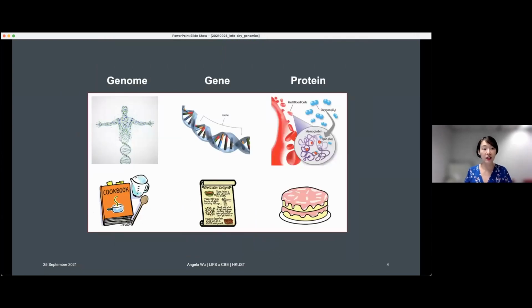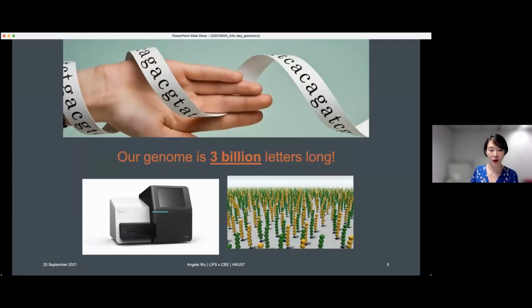So as I mentioned, the genome and the gene and the protein have these relationships to each other. Hopefully my verbal explanation, even without the picture, was okay. But if you have questions about this part, we can always come back to it later. And let me just repeat that our genome is very, very long, and we now have this machine. This is the machine that allows us to sequence our genome very easily.